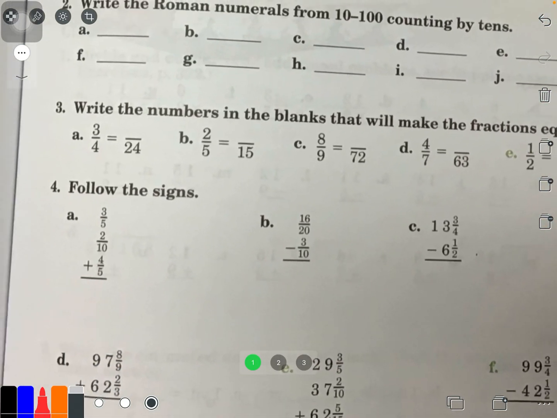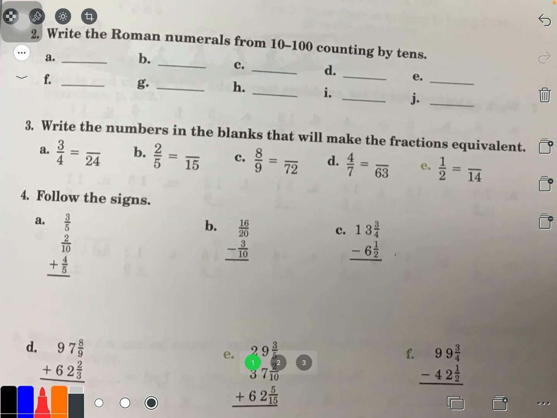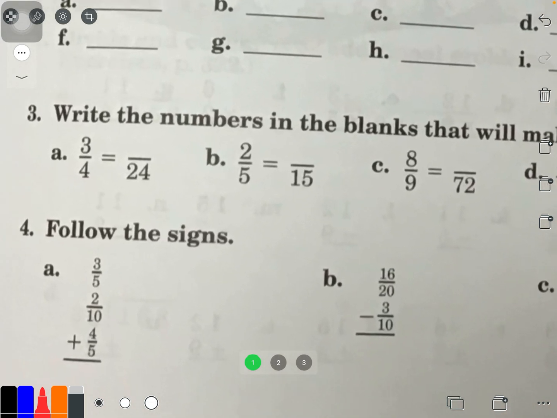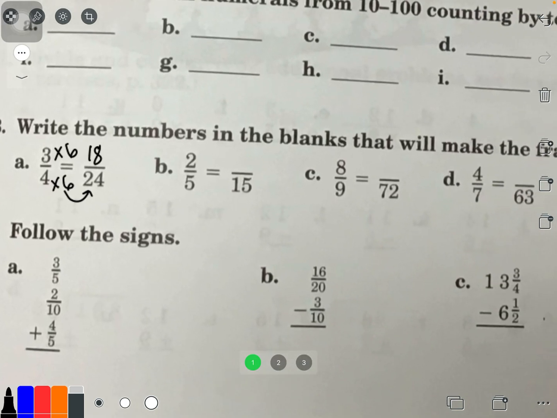It says, write the numbers in the blanks that will make the fractions equivalent. So here, again, this is where you think, what did I multiply at the bottom? Okay, and I have to multiply the same number at the top. So here, 4 times something is 24. It's 6, right? So this means it's 3 times 6, which is 18. Over here, 5 times what is 15? 3. So that means 2 times 3 is 6.